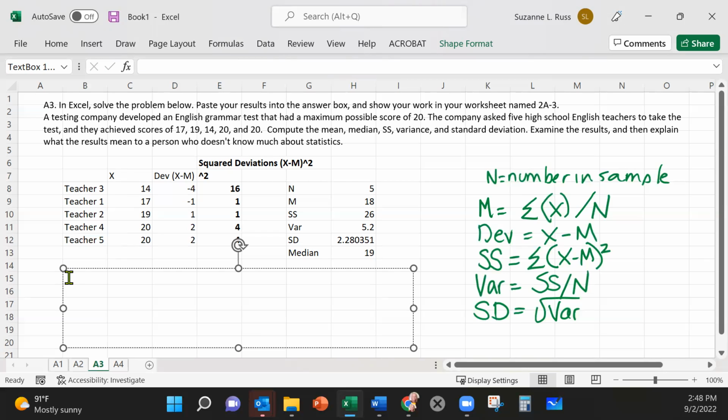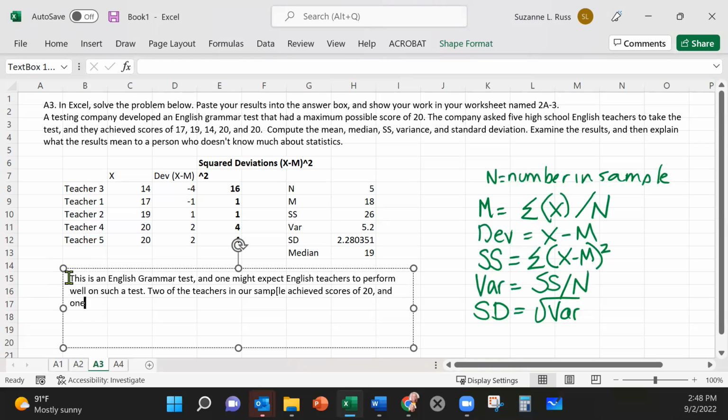So I'm going to describe this test a little bit. I'm going to talk about this. This is an English grammar test. And one might expect English teachers to perform well on such a test. 2 of the teachers in our sample achieved scores of 20, and 1 achieved a score of 19.